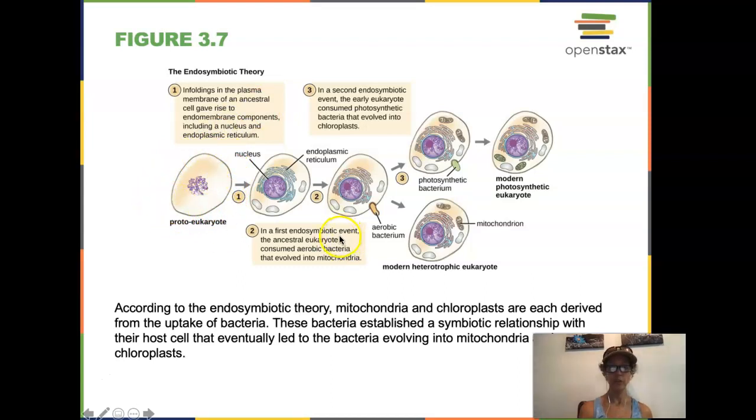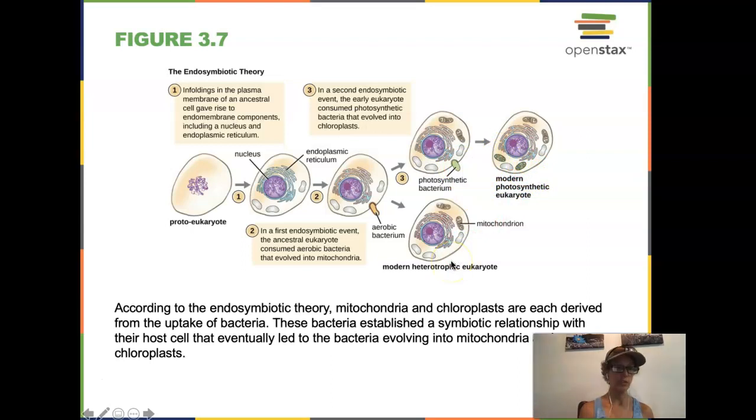In the first event, it consumed an aerobic bacterium, meaning an organism that requires oxygen. That bacterium was engulfed by this original prokaryote with its DNA, and then that eventually became the mitochondria. In a second event, some of these proto-eukaryotes engulfed a photosynthetic bacterium, and those are now the modern-day eukaryotes.